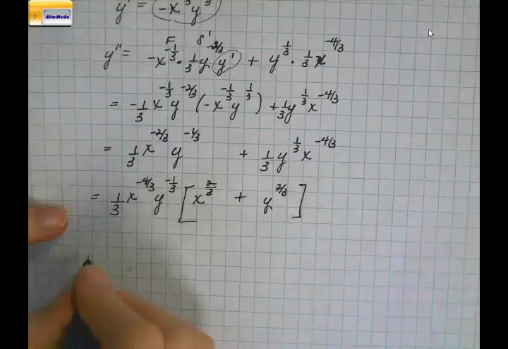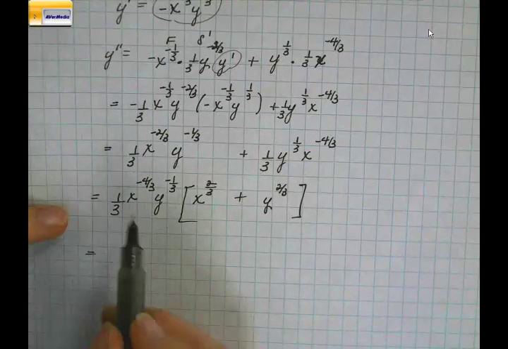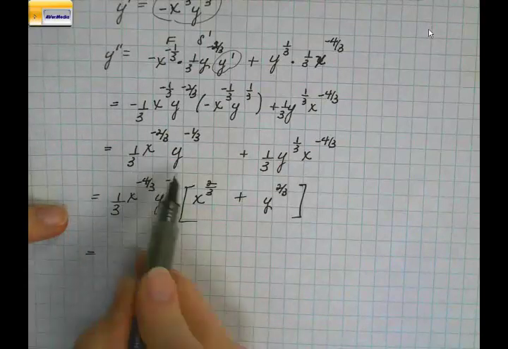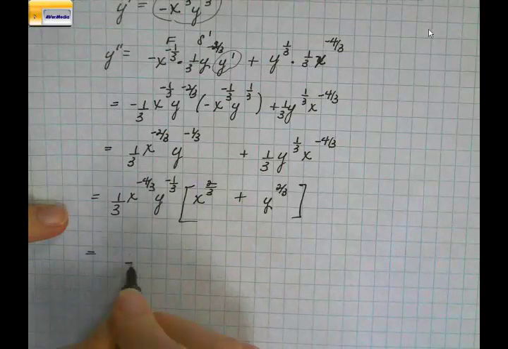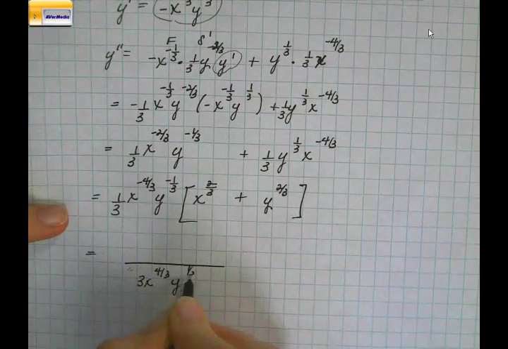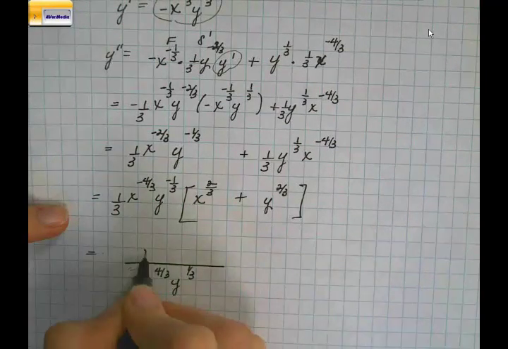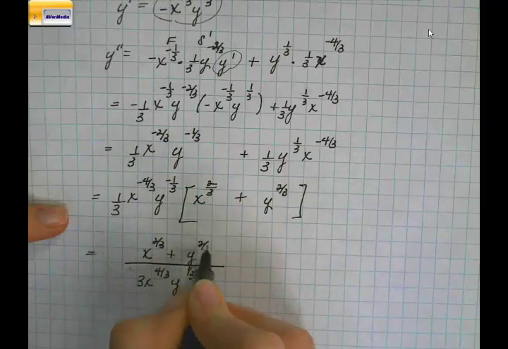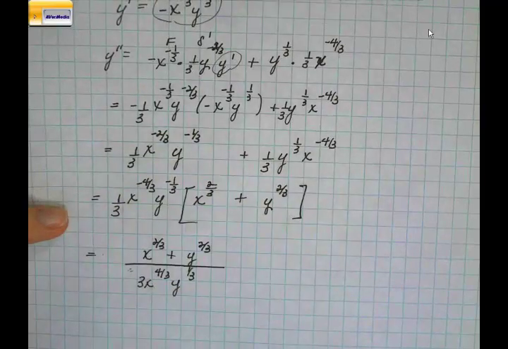Okay, so we're pretty much in the answer format now. We are very close. These guys must go into the denominator to make them positive exponents. So the denominator is 3x to the 4/3 y to the 1/3. The numerator is x to the 2/3 plus y to the 2/3.